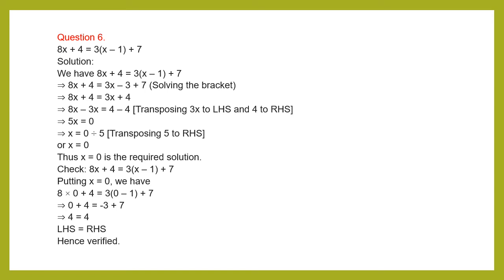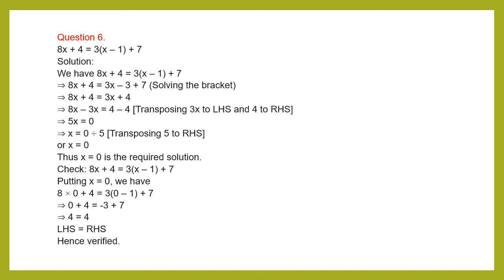8x, let us transpose this plus 3x to LHS, it becomes minus 3x. Then if we transpose this plus 4 to this side, it becomes minus 4. So 8x minus 3x equals, write down this plus 4 as it is, minus 4. From 8x, 3x goes, which means 5x equals 4 minus 4, which is 0. 5x equals 0. x equals 0 divided by 5, which is 0 itself, children. Thus, x equals 0 is the required solution.